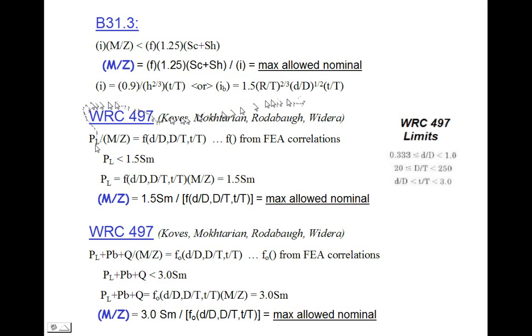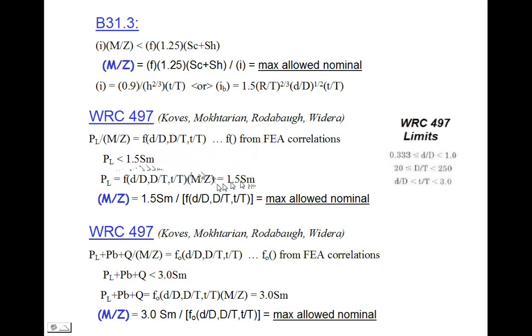WRC 107 gives us, through correlation equations of finite element runs, the ratio of the local membrane stress divided by M over Z, or the nominal stress in the branch. It gives us that as a function of D over D, D over T, and T over T from FEA correlations. My PL, my local membrane stress, is going to be less than 1.5 SM. So PL is going to be the function times the nominal allowed nozzle stress, and that's going to be equal to 1.5 SM to get my allowable.